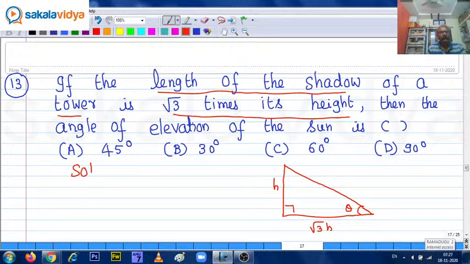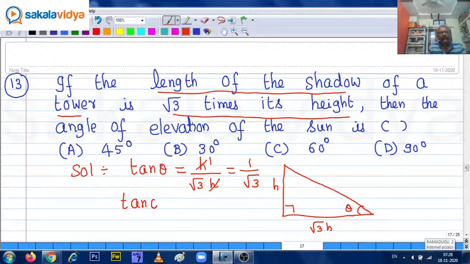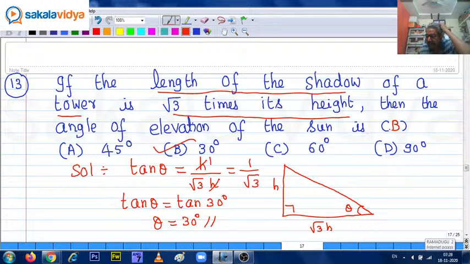Solution. From this triangle, tan theta is equal to opposite side h, adjacent side root 3h. H gets cancelled, 1 upon root 3. So tan theta is equal to, you can write tan 30 degrees. So angle of elevation is 30 degrees. B is the right option. So are you following or not? You need to chart. Understood? Have you understood?